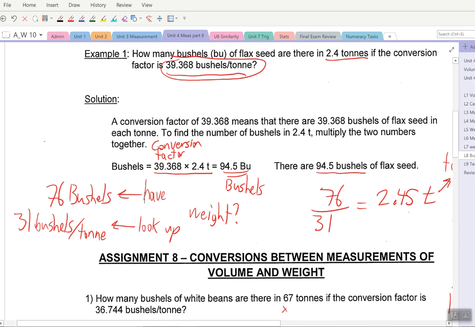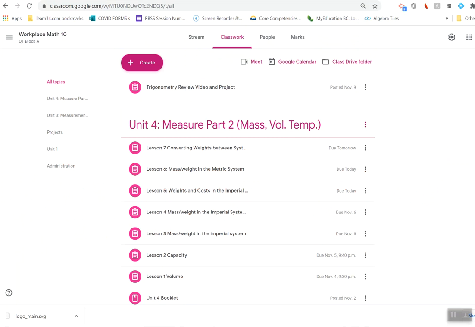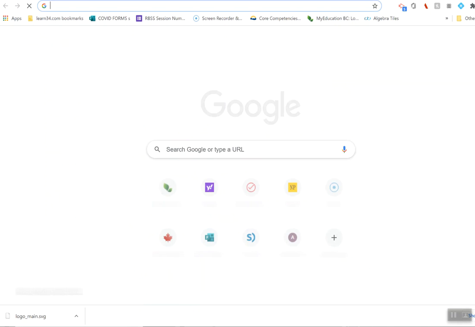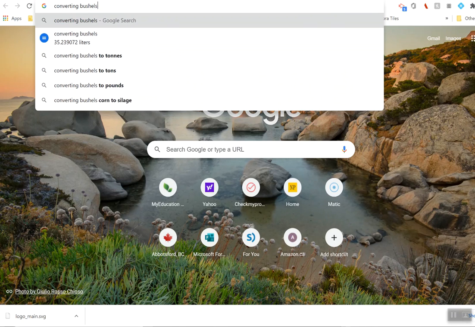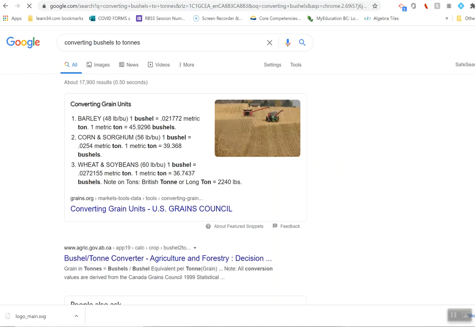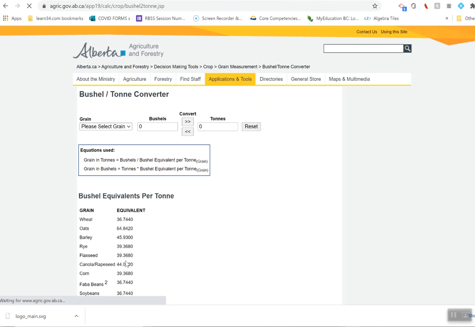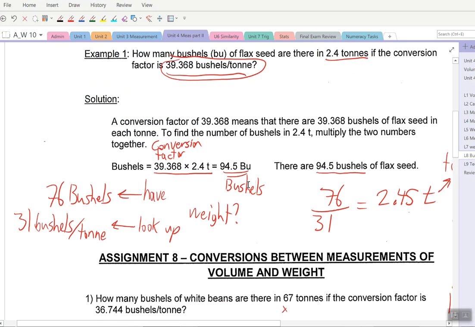Let's have a quick look. So you have to go converting bushels to tons. Okay, there we go, and back and forth. So you want to get a bushel ton converter, and notice tonne is with an E. That means it's metric. Okay, so Alberta, great province for grain. So what we're looking at is barley. No, let's go back to the question. Sorry. So we're converting flax. Okay, 2.4 tons of flax to bushels.